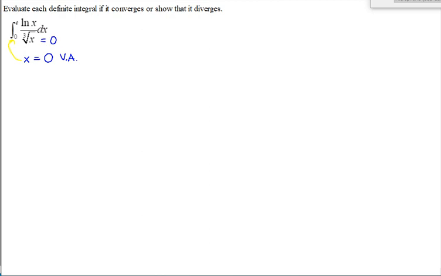So if it's an endpoint, you can integrate like normal. You just have to keep in mind some weird things might happen, and it might end up diverging when you go about trying to evaluate. It's not guaranteed to converge to a specific number. So we just have to keep that in mind as we go through the process.